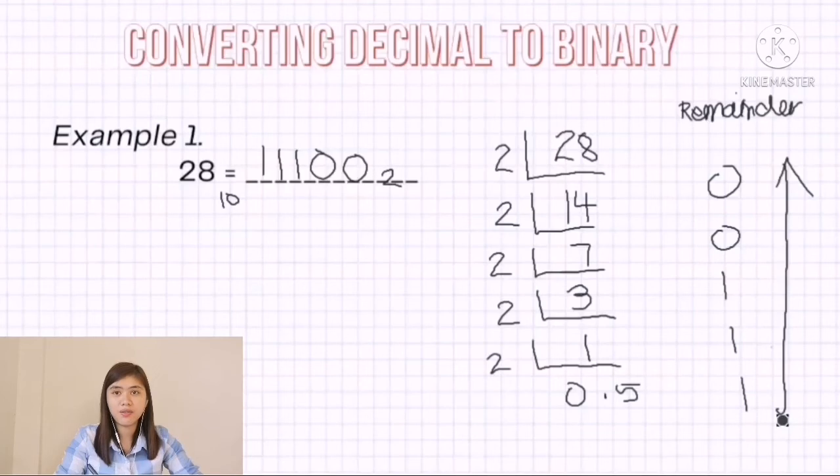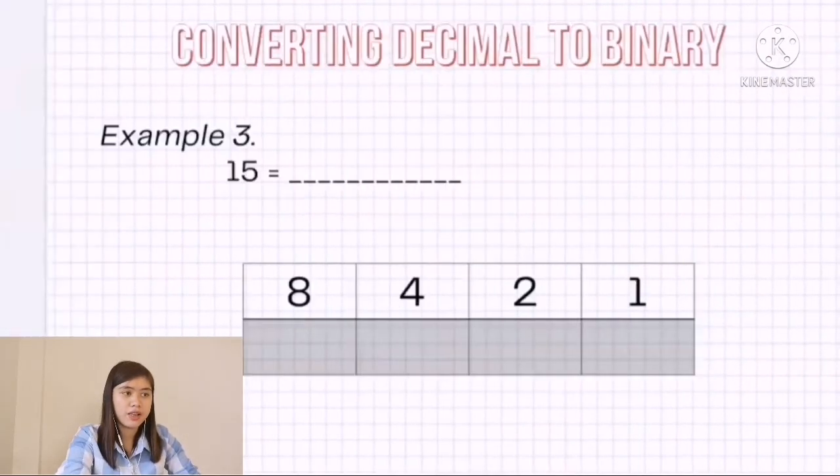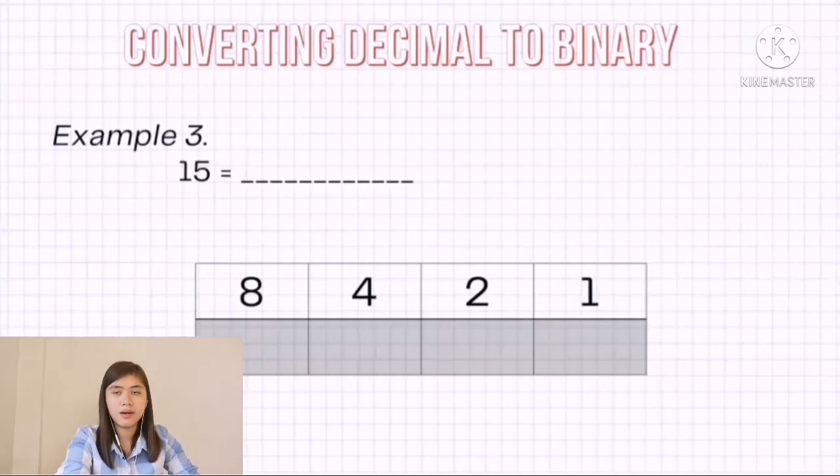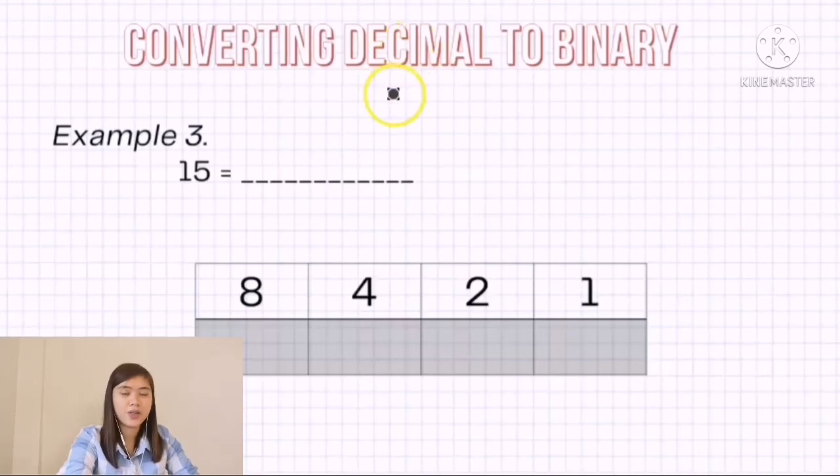Okay, did you understand how to convert decimal to binary numbers? This is just the first method. So now I'm going to teach you how to convert decimal to binary number in an easier way. In this first method, we used the mathematical operation, which is division. So now we are going to use a mathematical operation which is just addition.